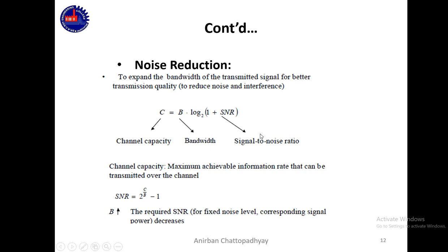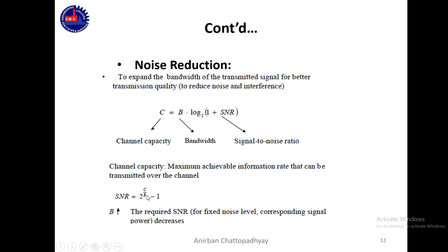We always need a higher SNR. Now from this formula, what is channel capacity? It is the maximum achievable information rate that can be transmitted over the channel. So from here we can determine that SNR is equal to 2 to the power C by B, minus 1.